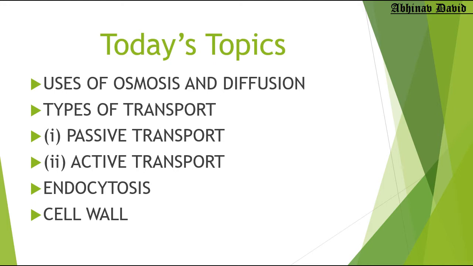So these three things we discussed last time, and let us move to today's topic. What are we going to study today? The first thing is uses of osmosis and diffusion. Already we have studied osmosis and diffusion, so let us study more about them and their uses. Then second is types of transport. It's a very small topic given in your NCERT. I hope you are reading page number 60. Types of transport, passive and active. And then we are going to study endocytosis and then the cell wall.